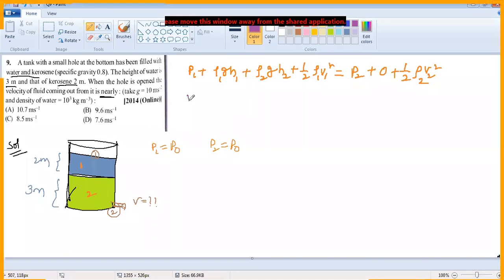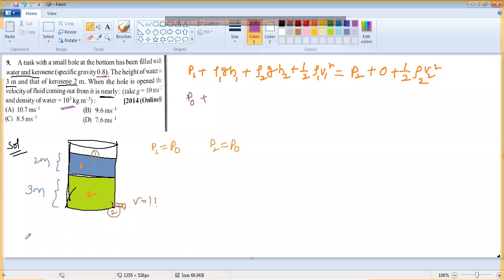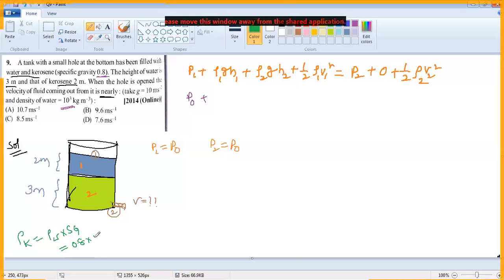So look at this point here. The pressure P1 is atmospheric pressure P0. Rho 1 g h1 means the corrosion here. g is 10. Specific gravity of corrosion is 0.8. The density of water is 10 power 3. The density of corrosion equals density of water into specific gravity, because specific gravity is the density of material by density of water. That is 0.8 into 10 power 3, equal to 800 kg per meter cube. So the density of corrosion is 800, g is 10, h1 is 2 meter, the corrosion standing here.